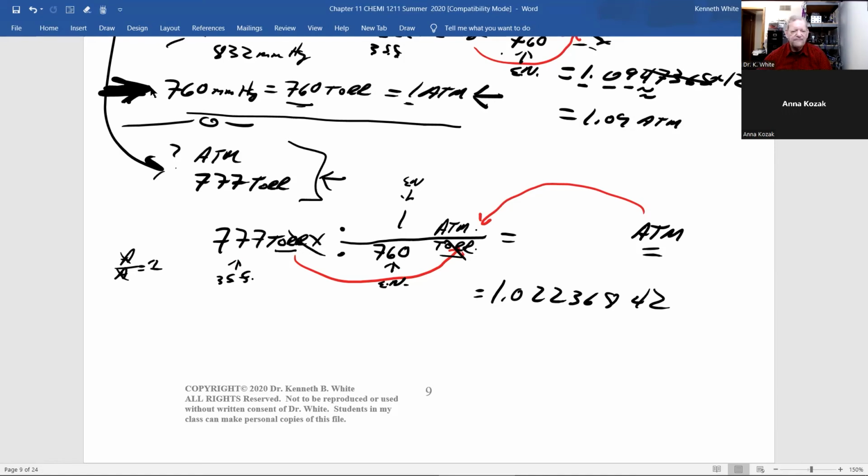All right. Keep the 1, keep the 0, keep the 2. That's my 3 significant figures. Use the 2 to round off. Is that 4 or less? Yes. So I'm going to drop all that. And the correct answer is 1.02 atmospheres. ATM means atmospheres. Now let's do one more.